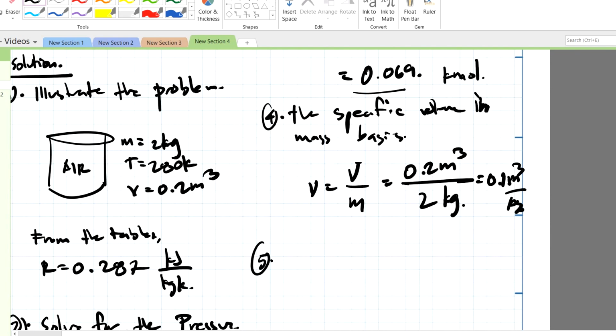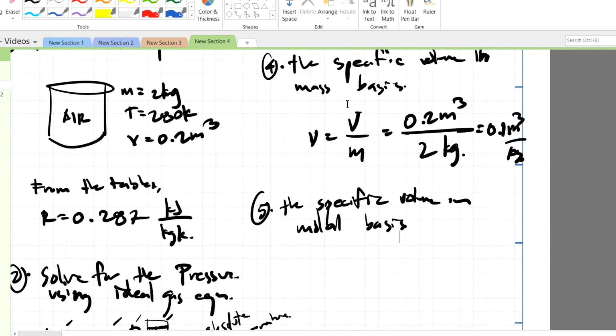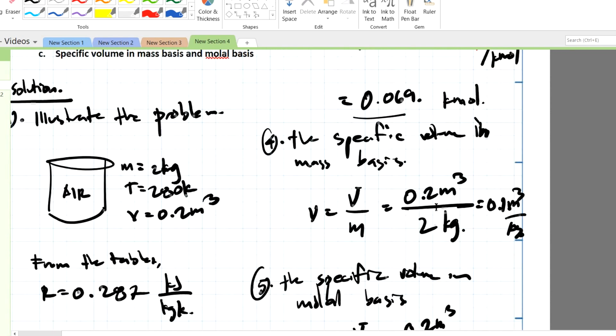Okay, the next is the specific volume in molar basis. So I think we must divide the total volume by the number of moles. For mole basis it must be the number of moles. So 0.2 cubic meter divided by the number of moles, 0.069 kmole.